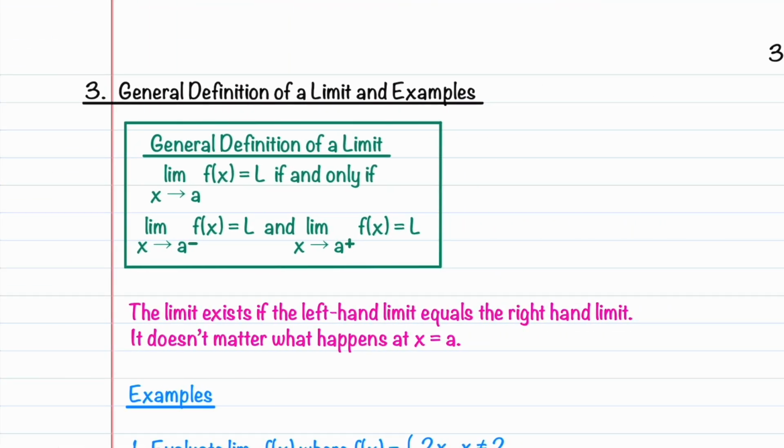This leads us to what we call the general definition of a limit. The general definition of a limit tells us that the limit of f of x as x approaches A is equal to L if and only if the limit of f of x as x approaches A from the left is equal to L, and the limit of f of x as x approaches A from the right is also equal to L. This just means that the limit exists if the left-hand limit equals the right-hand limit. It doesn't matter what happens at x is equal to A.